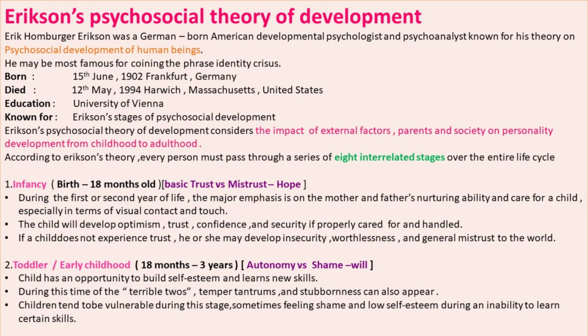Second one is toddler early childhood, 18 months to 3 years. Autonomy versus shame, will. Child has an opportunity to build self-esteem and learns new skills. During this time of the terrible twos, defiance, temper tantrums, and stubbornness can also appear. Children tend to be vulnerable during this stage, sometimes feeling shame and low self esteem during an inability to learn certain skills.